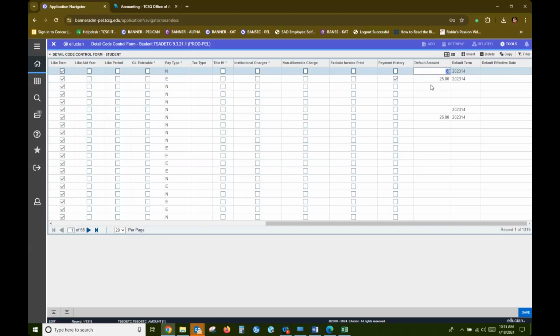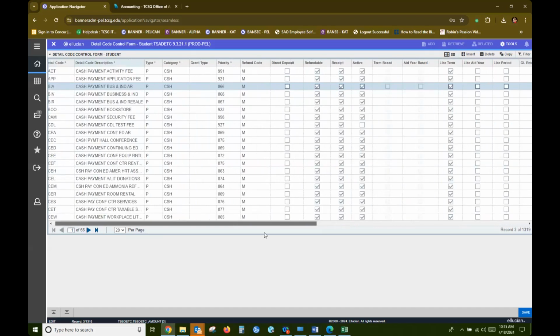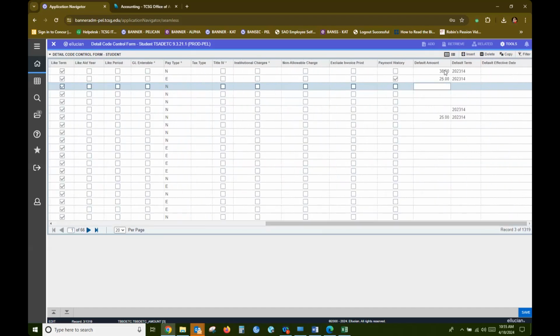So some colleges update the default amount because usually the amount of your tuition and fees only changes once a year, but your term changes all the time. So most of them leave that out. And that was the activity fee. So that's what those columns do.